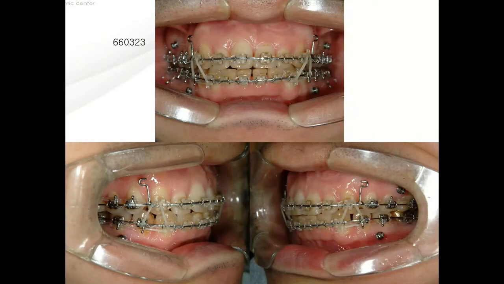Okay. And after that, while trying to bring the lower molar forward, I have vertical triangular elastics at the same time.